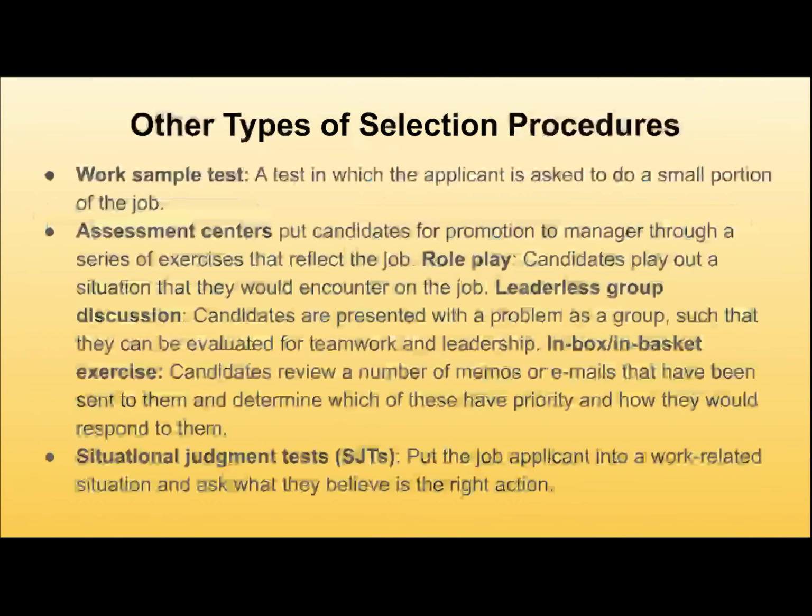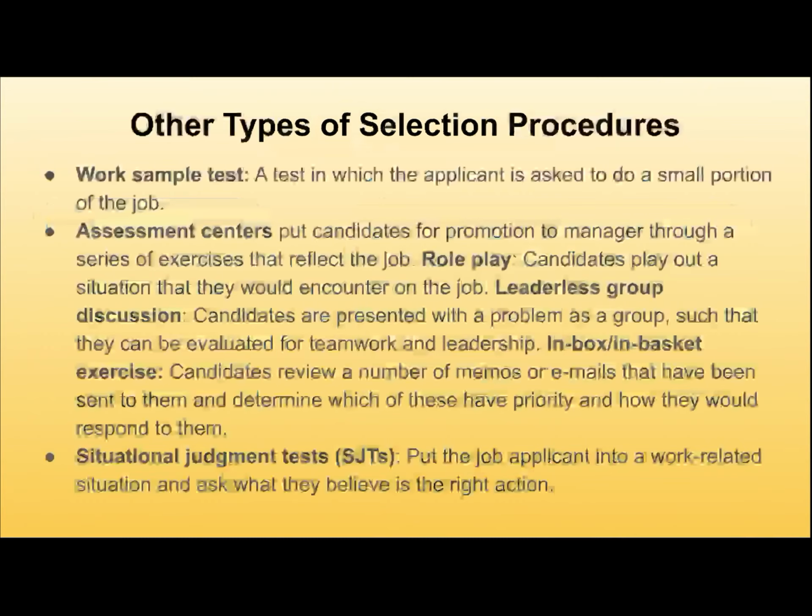Now that we've discussed interviews, we'll talk real quick about a few other types of selection procedures. There's the work sample test, where the person applying for the job is actually asked to do the job for just a little bit to see how they do. Then there's assessment centers, which are meant for people who might be promoted to management positions. They go to an assessment center, which is an actual location, and can participate in different types of situational tests.